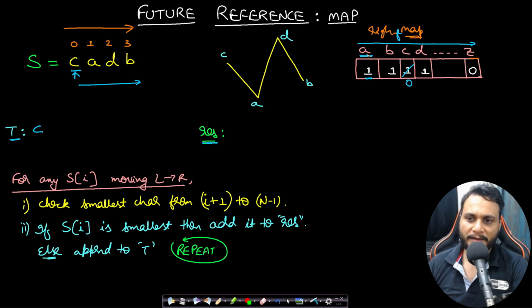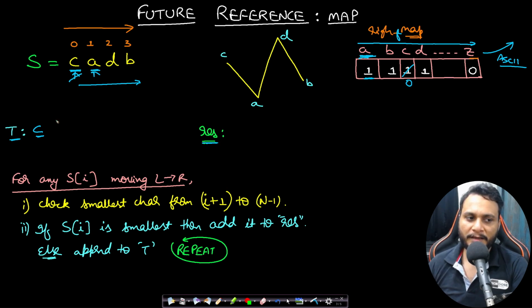In this case it is A, because this is all in increasing ASCII value, right? When you go from A to Z, it is in increasing ASCII value. So the first character where you find the frequency greater than 0 is the smallest character on the right hand side. It is A. The current character is C. That means we have a smaller character on the right hand side, so this cannot be popped out. Okay, so let it be in string T.